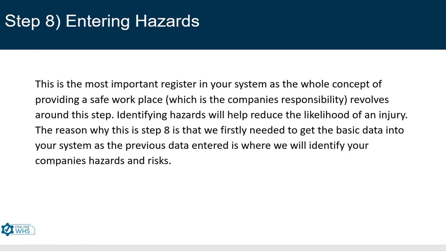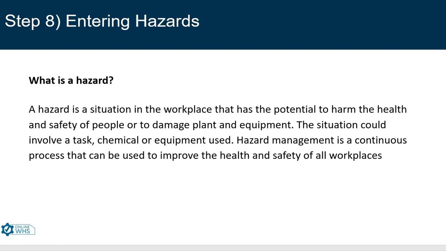The reason why this is step 8 is firstly, we need to get the basic data into your system, as the previous data entered is where we will identify your company's hazards and risks. So what is a hazard? A hazard is a situation in the workplace that has the potential to harm the health and safety of people or damage plant and equipment. The situation could involve a task, a chemical, or equipment used. Hazard management is a continual process that can be used to improve the health and safety of all workplaces.